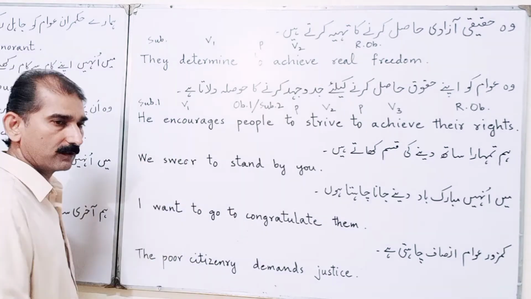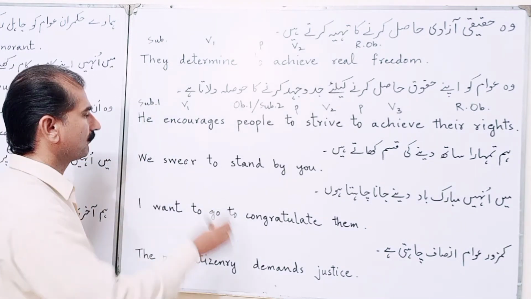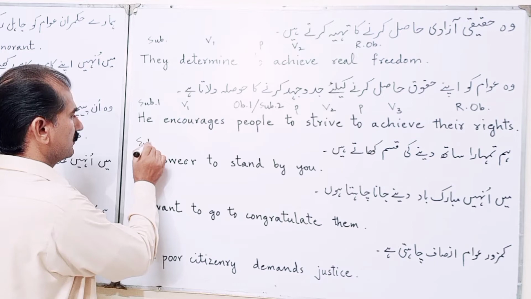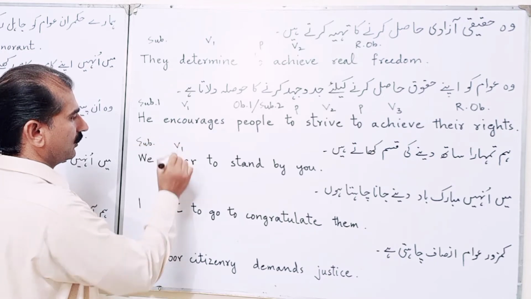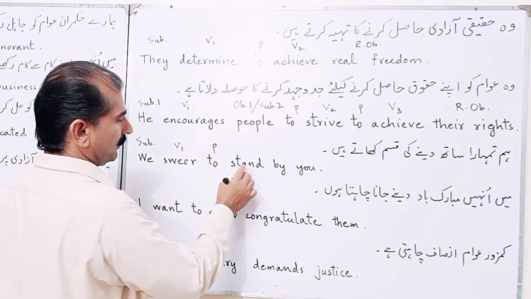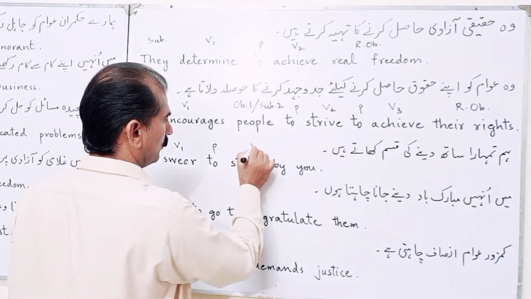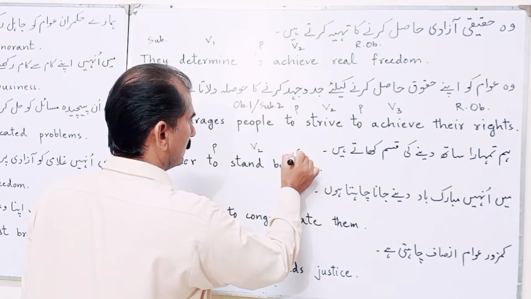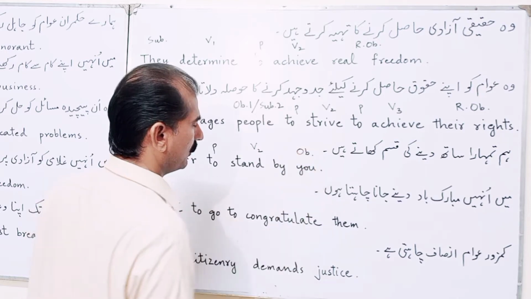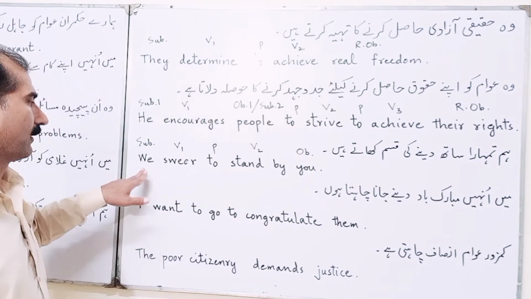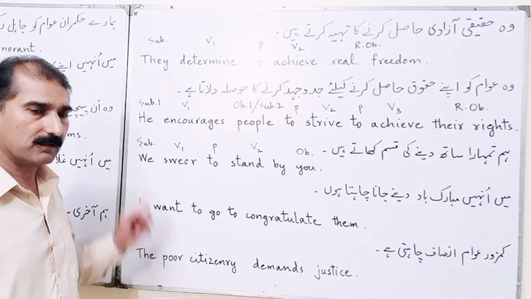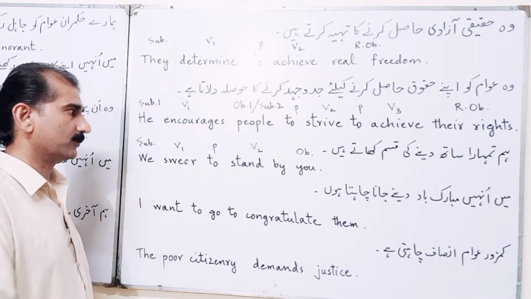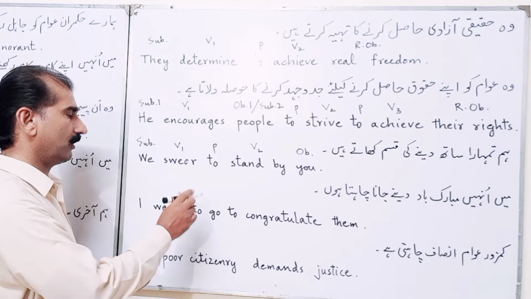We swear to stand by you. We is a subject over here. Swear is verb 1. To is a preposition. Stand by is a phrasal verb, which is collectively called a verb second, and you is the only object over here. In this sentence, only a single subject is using double verbs on the same object.